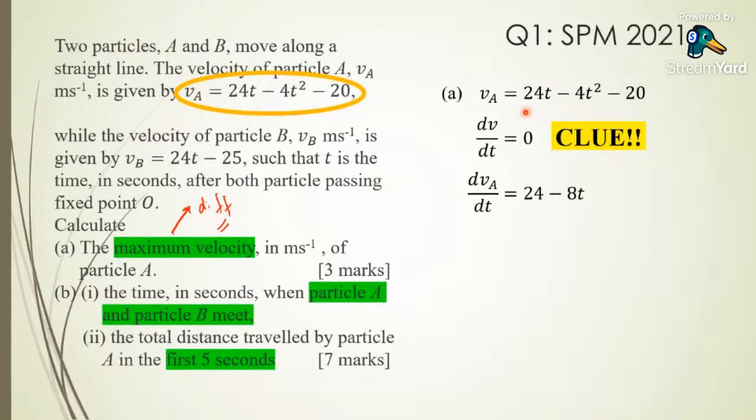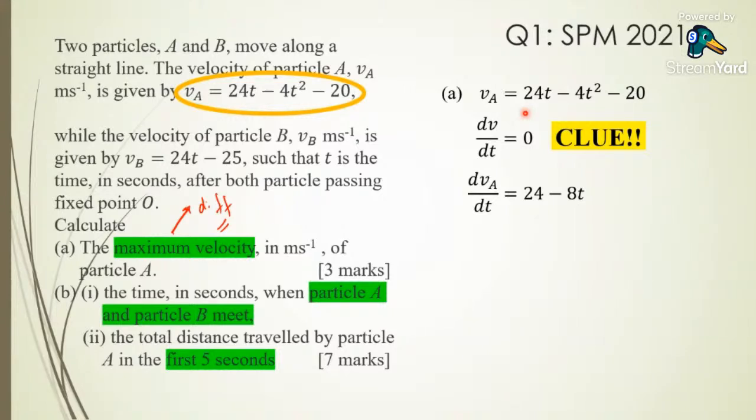How do we differentiate? VA equals 20 + 24t - 4t^2 - 20. If you are still using the formula, then do it slowly. So for dv/dt, this 24t, if we differentiate, we will get 24, right? Since this is the first slide, I will tell you first. If we differentiate this 24t, we will get 24.